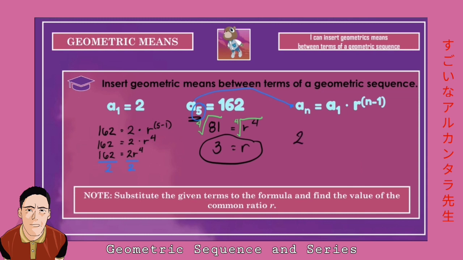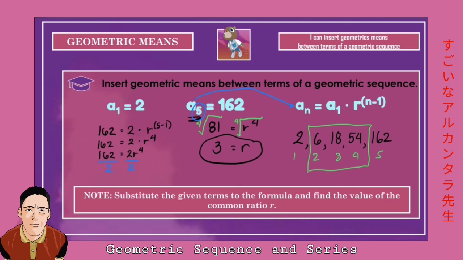Since your first term is 2, if you multiply that by 3, you're going to get 6. If you multiply that by 3, you're going to get 18. Multiply by 3 again, you're going to get 54. And if you multiply that by 3, you're going to get 162, which is your fifth term. So we're correct. This is your first, second, third, fourth, and fifth. And always remember, when we're talking about the geometric means, it's just 6, 18, 54.